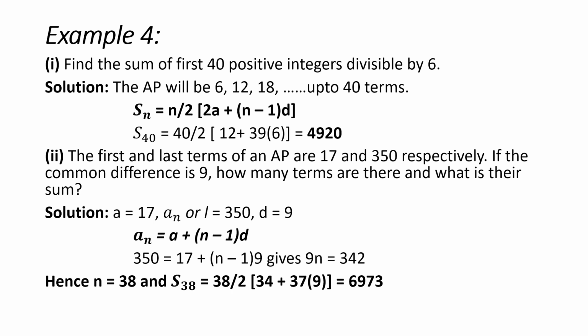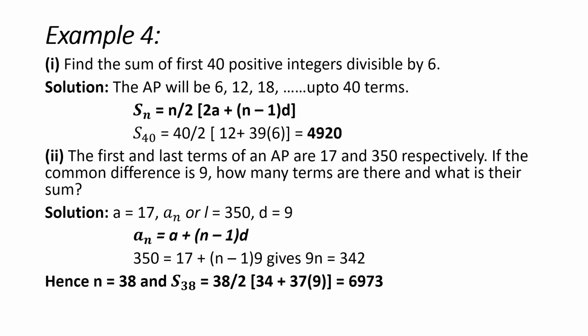Example 4. Find the sum of first 40 positive integers which are divisible by 6. Remember, these types of short questions can also be asked as MCQs or in short questions. Now the arithmetic progression would be the positive integers which are divisible by 6, meaning we start from 6, 12, 18 up to 40 terms.